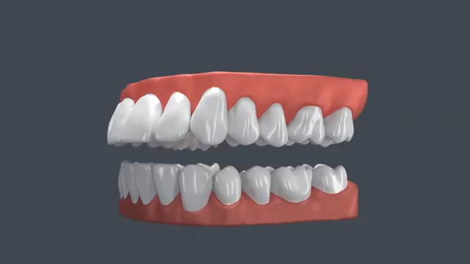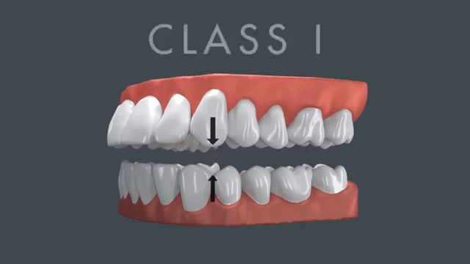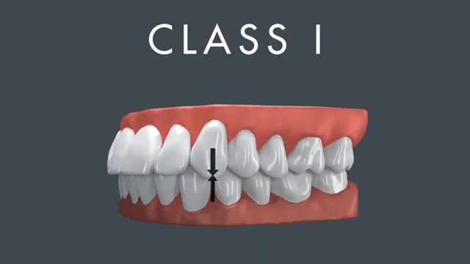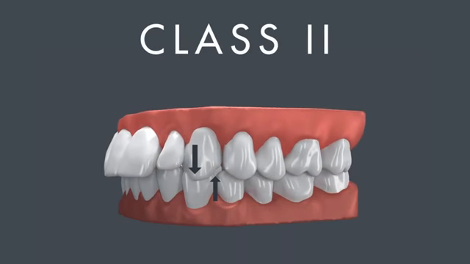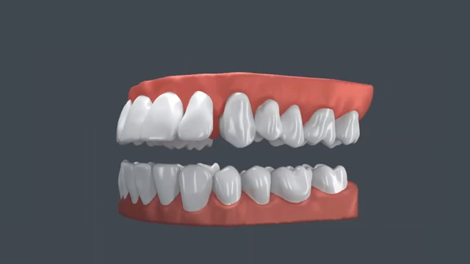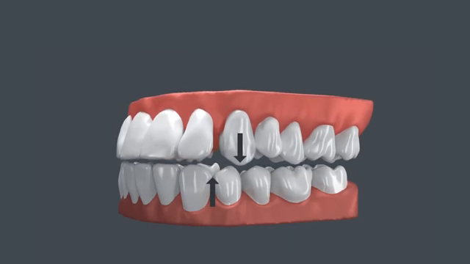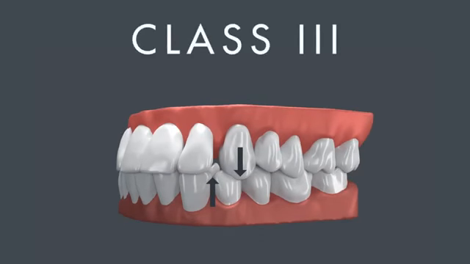In an ideal Class 1 canine relationship, the distal slope of the upper canine coincides with the embrasure between the lower canine and first premolar. If the upper canine is significantly anterior to this embrasure, it's a Class 2 canine relationship. If the upper canine is significantly posterior to this embrasure, it's a Class 3 canine relationship.